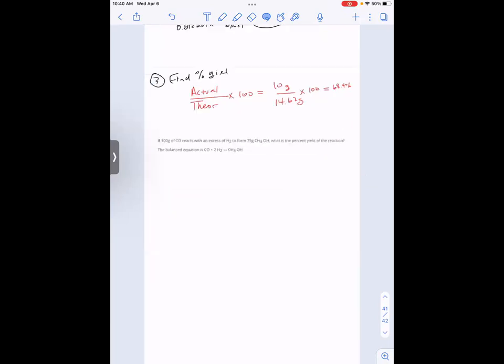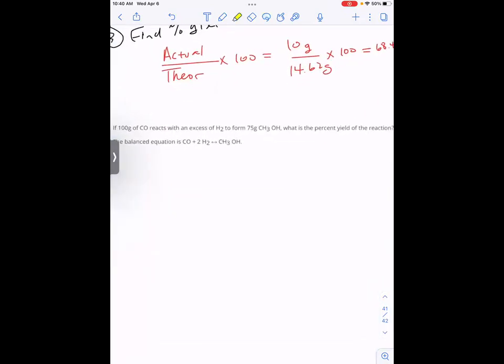So let's look at it. It says if 100 grams of CO, telling us how much we're starting with, reacts with an excess of H2 to form 75 grams of CH3OH, what is the percent yield? What is it telling us about the relationship between CO and H2? That CO is the limiting reagent. Thank you, that's excellent. If H2 is in excess, the other reagent by default has to be limiting.